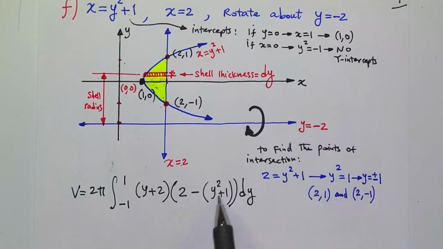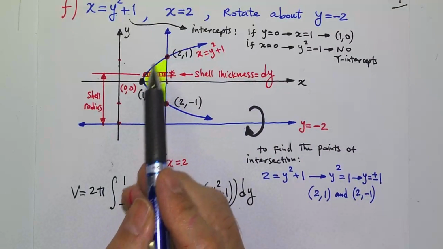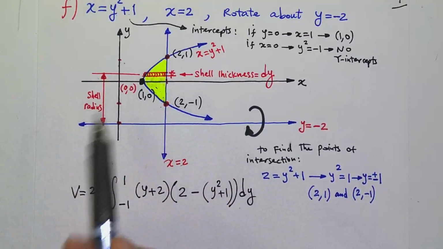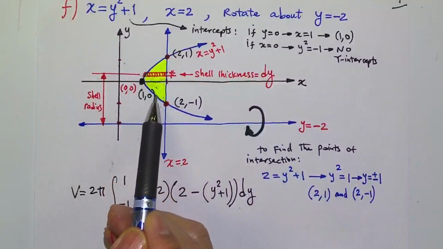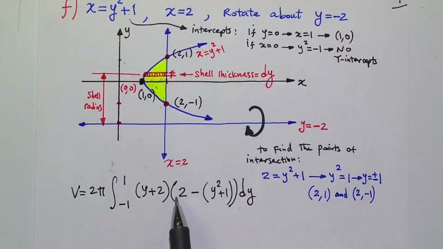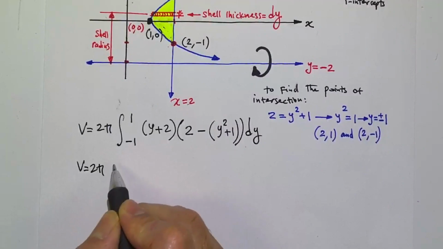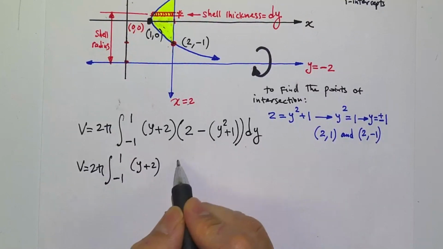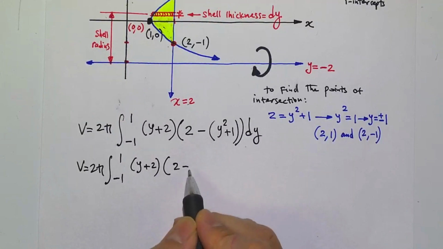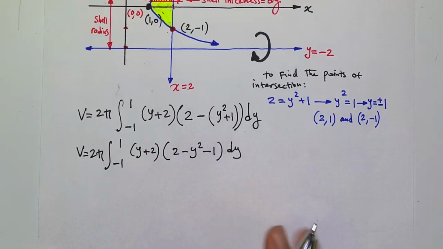Okay, so please remember, this difference is always calculated with the boundary on the right minus the boundary on the left. The left or the bottom boundary, either one, in this case, the left boundary applies. The left or the bottom boundary always gets subtracted from the boundary on the right. Okay? All right, so now we can continue. We have 2 pi, minus 1 to 1, y plus 2. I'm going to expand and simplify this. So we have 2 minus y squared minus 1 dy, distributing that minus into that.